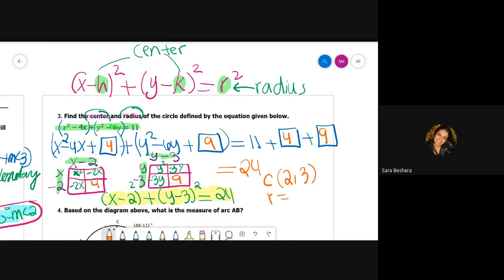The radius, it's not 24. It's actually the square root of 24. You can find it in decimal if you want to, but I'm just going to leave it in radical. There's really no need to do it harder than that. We just leave it this way, and that would be our answer.